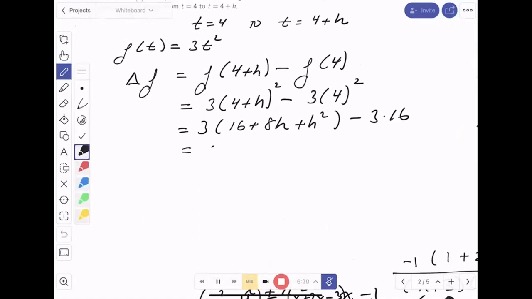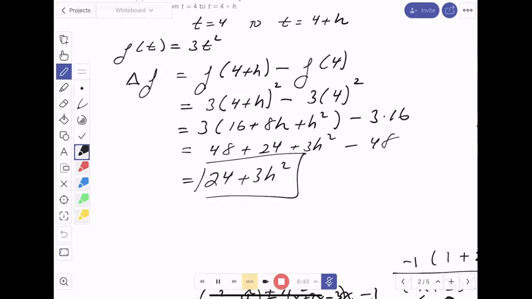3 times 16 is 48, plus 24h, plus 3h squared, minus 3 times 16, which is 48. What do you get over there? 24h plus 3h squared. If you prefer, you can write it as 3h squared plus 24h. I'm sorry, 24h. I just noticed that.